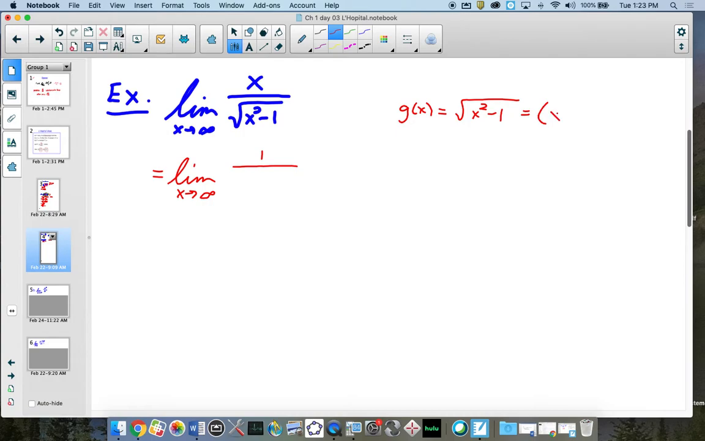Remember, that's x squared minus 1 to the 1/2 power. So the derivative of that is going to be 1/2 times x squared minus 1 to the negative 1/2, and then the chain rule times the derivative of the inside, which is x squared minus 1, so that derivative is 2x. So those cancel. And so another way of writing this would be x over the square root of x squared minus 1. So that's what I get for my function that was in the denominator.